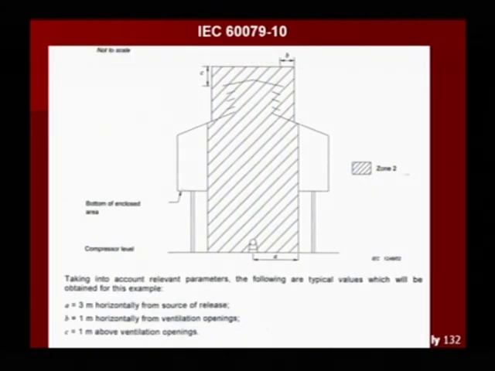And then this is the IEC equivalent of that. Again, you have your source right here, your compressor at the level. Then you have A from here to here, which would be 3 meters horizontal from source of release. So if this room is much larger than that, then you would just have a 3 meter diameter around that compressor level, and then you have a zone 2 area above it, all the way to the vented area.